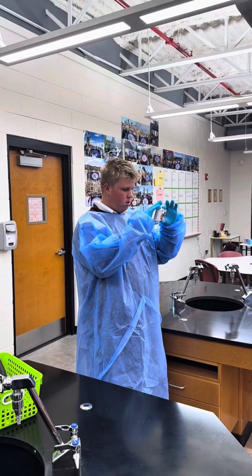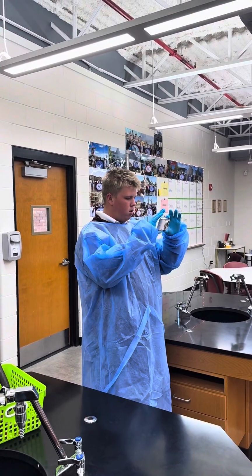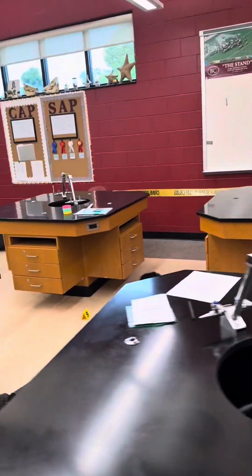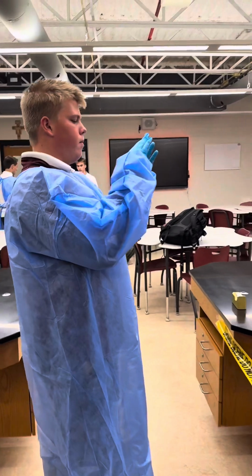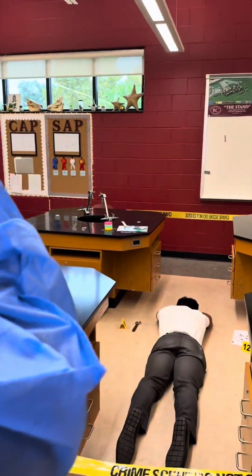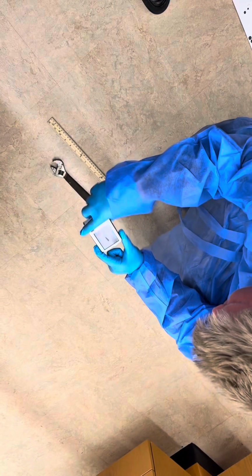The first photo taken is the overview shot. This allows investigators to see the evidence in relation to the whole scene. This shot may include multiple pieces of evidence. The second photo taken is the mid-range shot. This allows investigators to see the evidence and other objects nearby in detail.